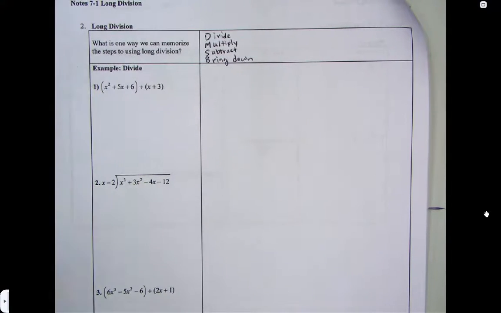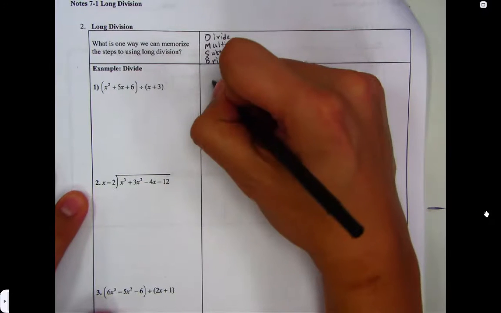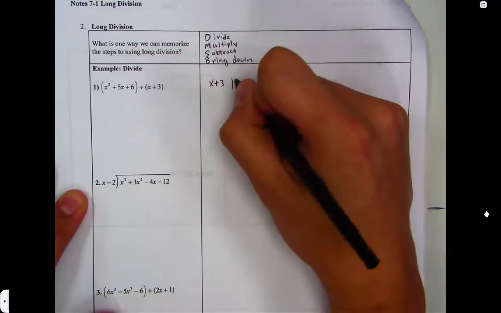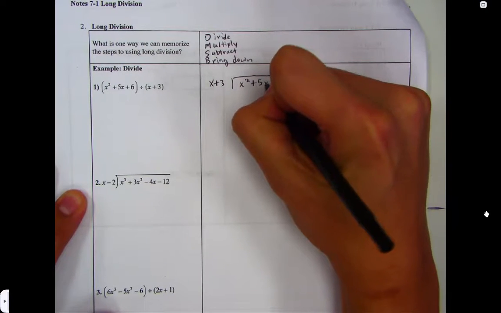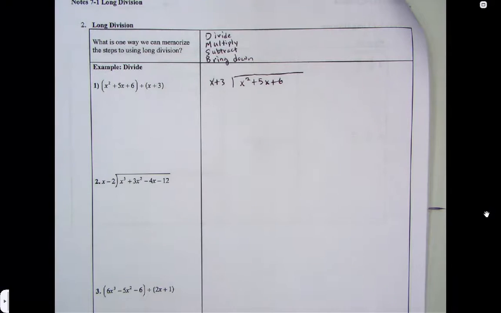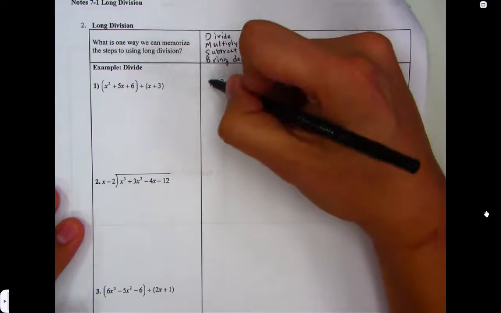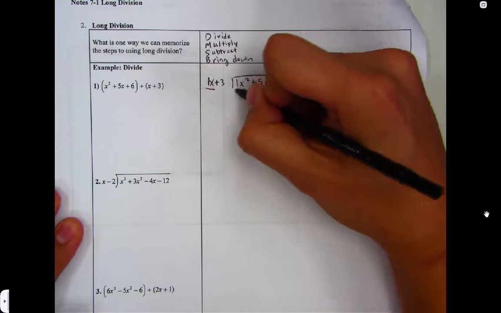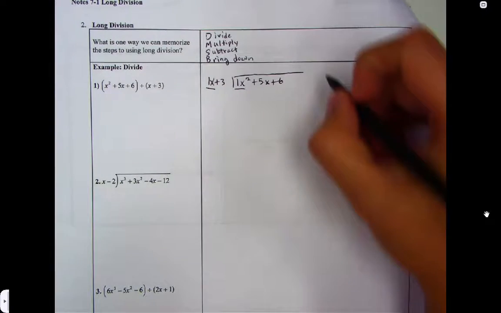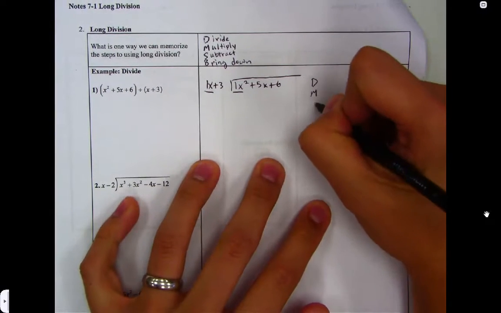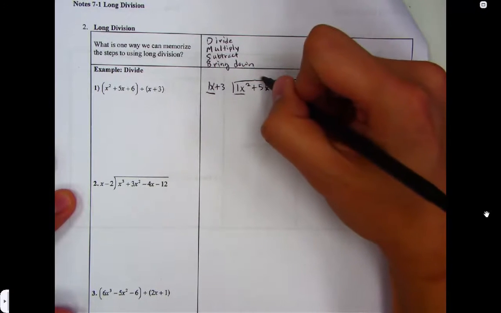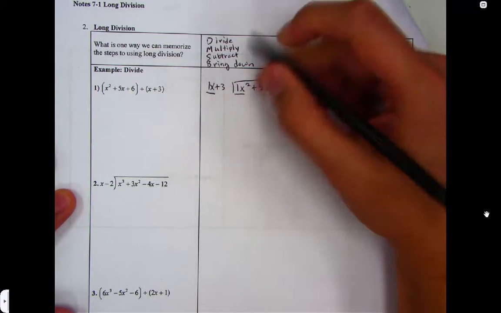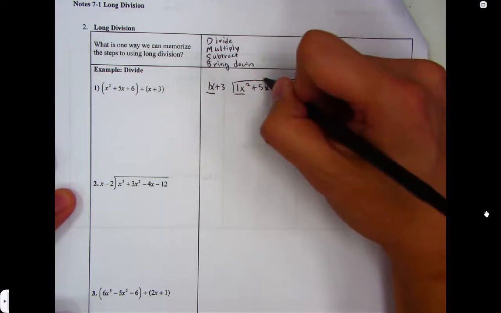So for question number 1, we want to use long division, so we're going to divide x plus 3 into x squared plus 5x plus 6. We're going to take the leading coefficient, which is just 1x, and divide it into x squared. So I'm going to write the steps here. Does McDonald's sell burgers? Divide, multiply, subtract, and bring down. 1 goes into 1 one time, and x goes into x squared once. So it's going to be 1x.